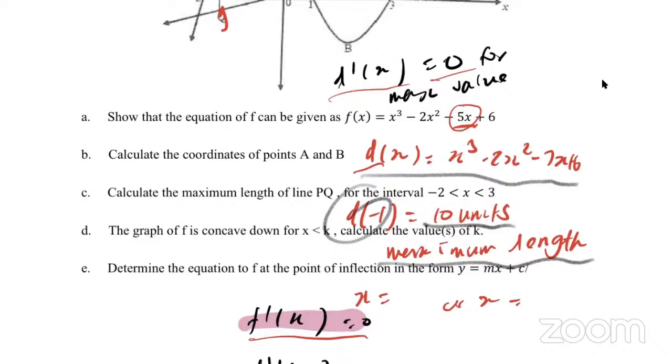The graph of f is concave down at x smaller than k. Calculate the value of k. Concave down. Concave down. Concave down, maximum. It's like this.